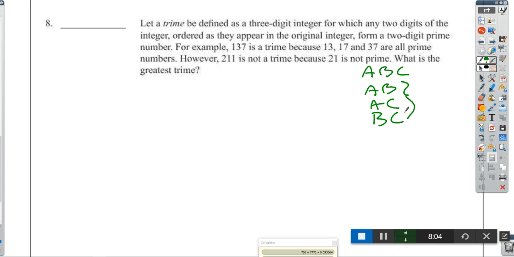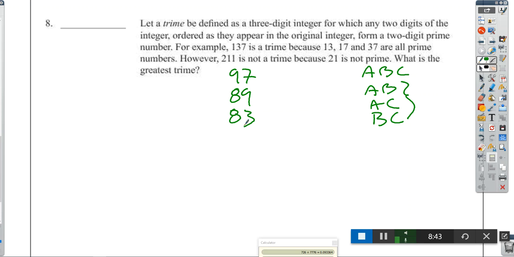99, not a prime. 98, no. 97, what goes into 97? No, 97's prime. So we have 97, okay. 96, no. 95, no. 93 is divisible by 3. 92, no. 91 is divisible by 7. So then 90, no. 89 is prime. 88, no. 87 is divisible by 3. 86, no. 85, no. 84, no. 83 is prime.